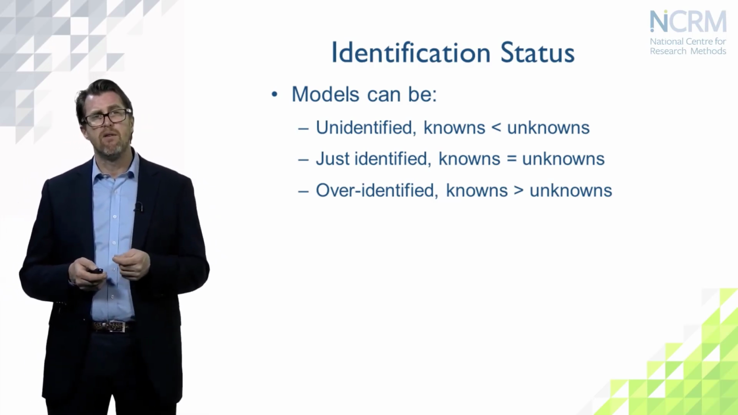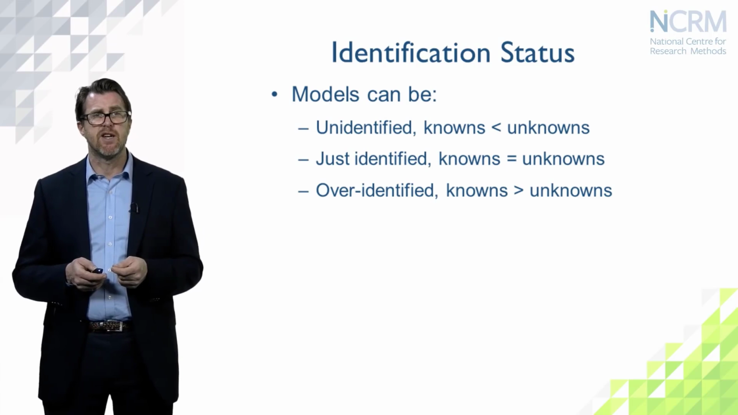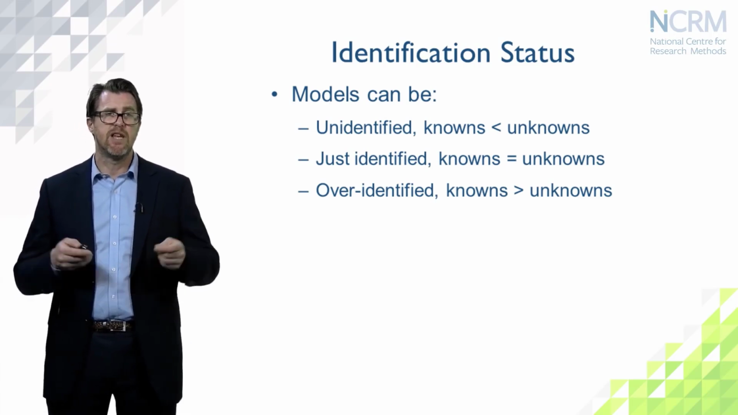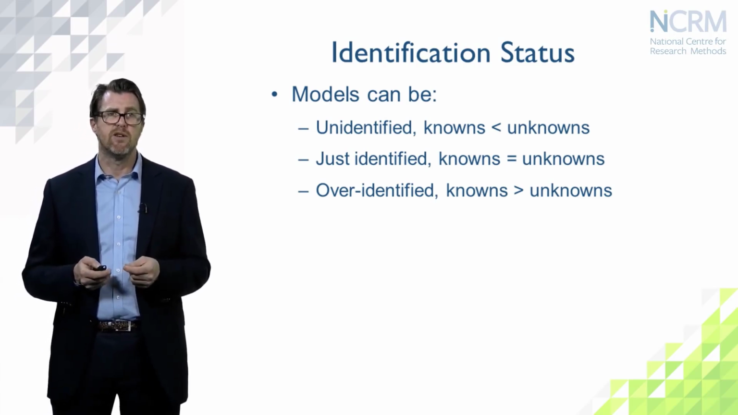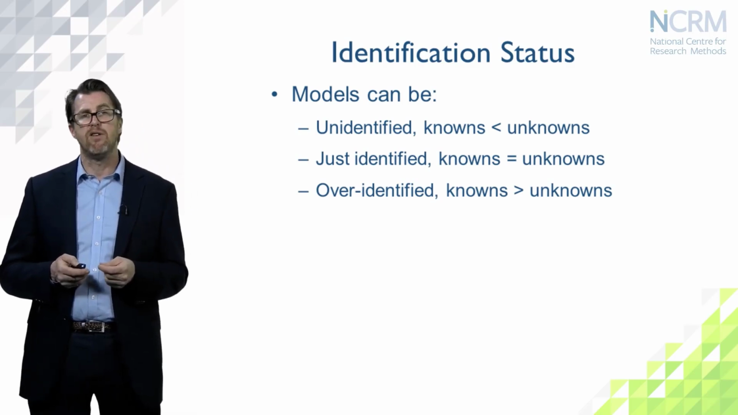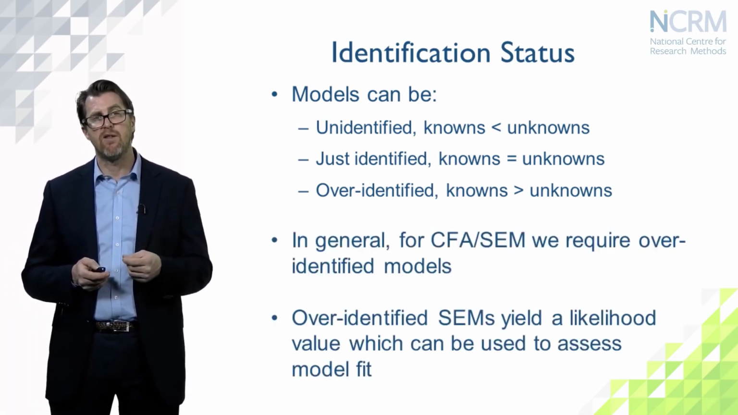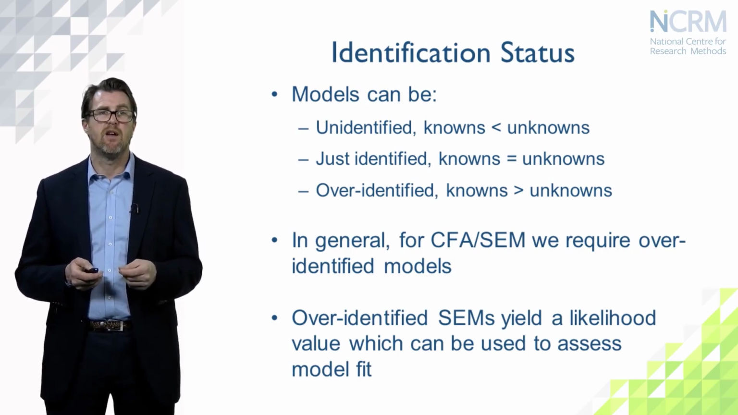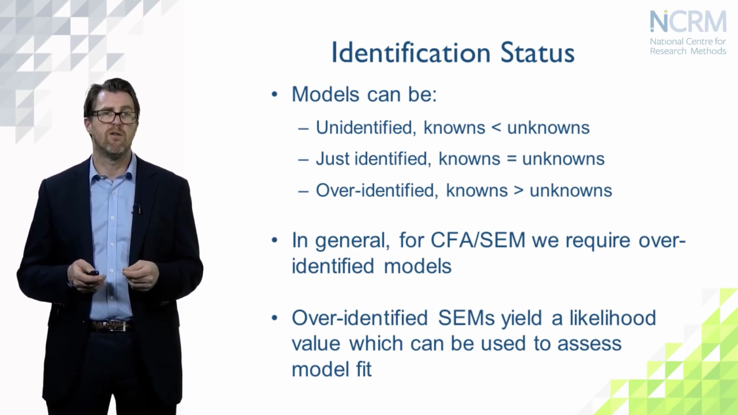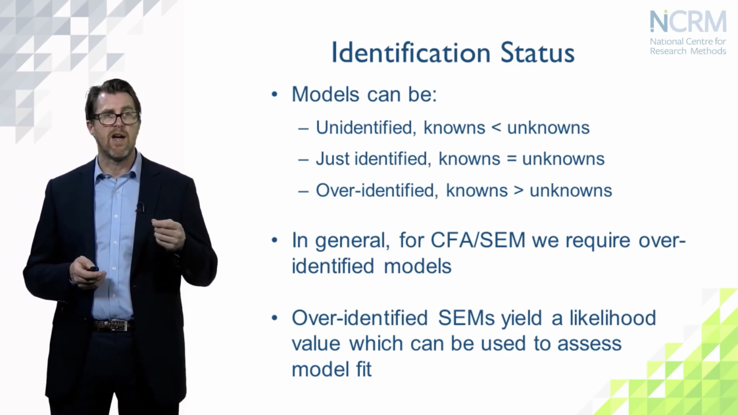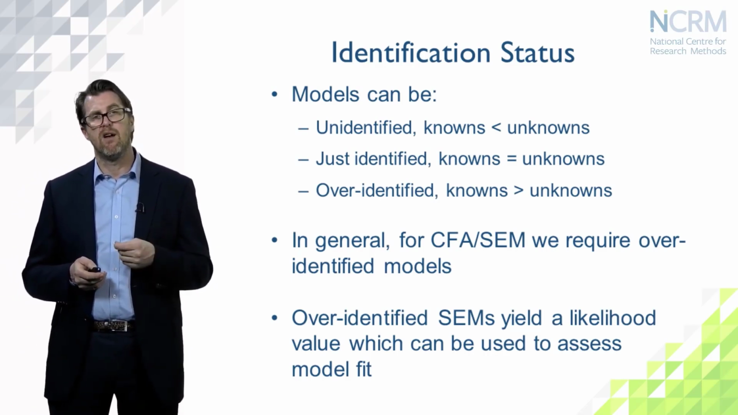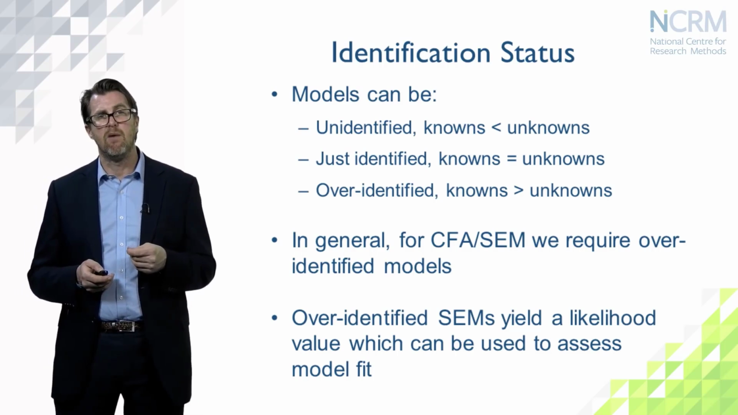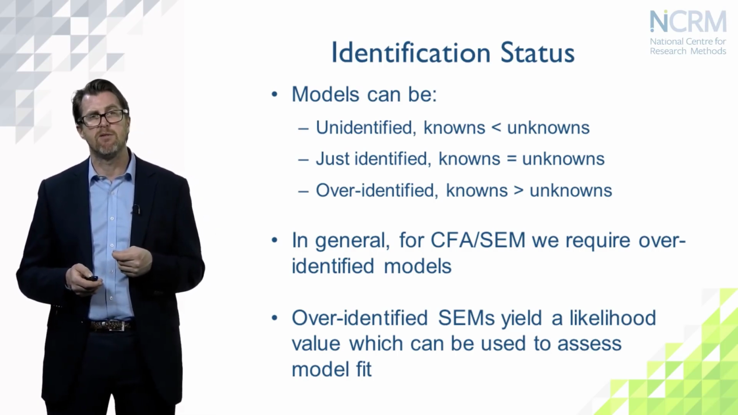The third level of identification status is over-identified models, and that's usually what we are trying to get to and deal with in SEM, and that's where the number of knowns is greater than the number of unknown parameters in the model, and that means that we can assess the fit of the model as well as estimating the unknown parameters.